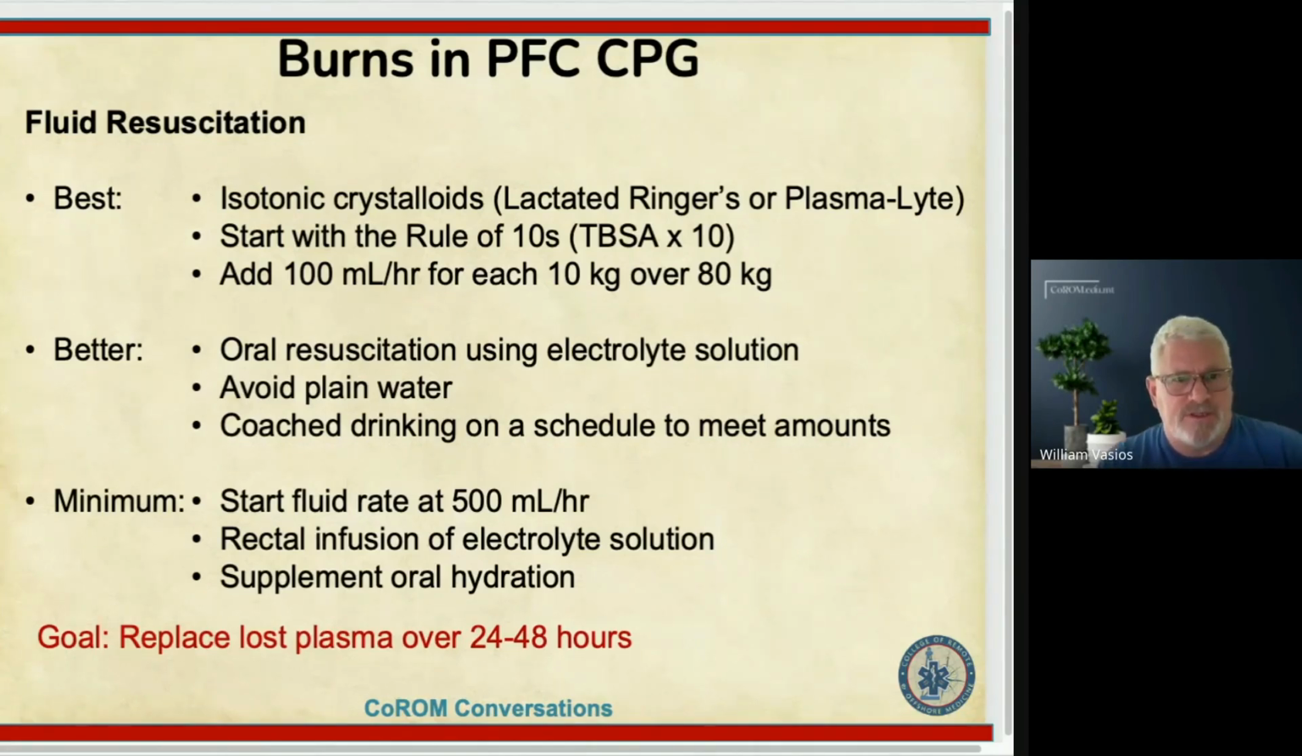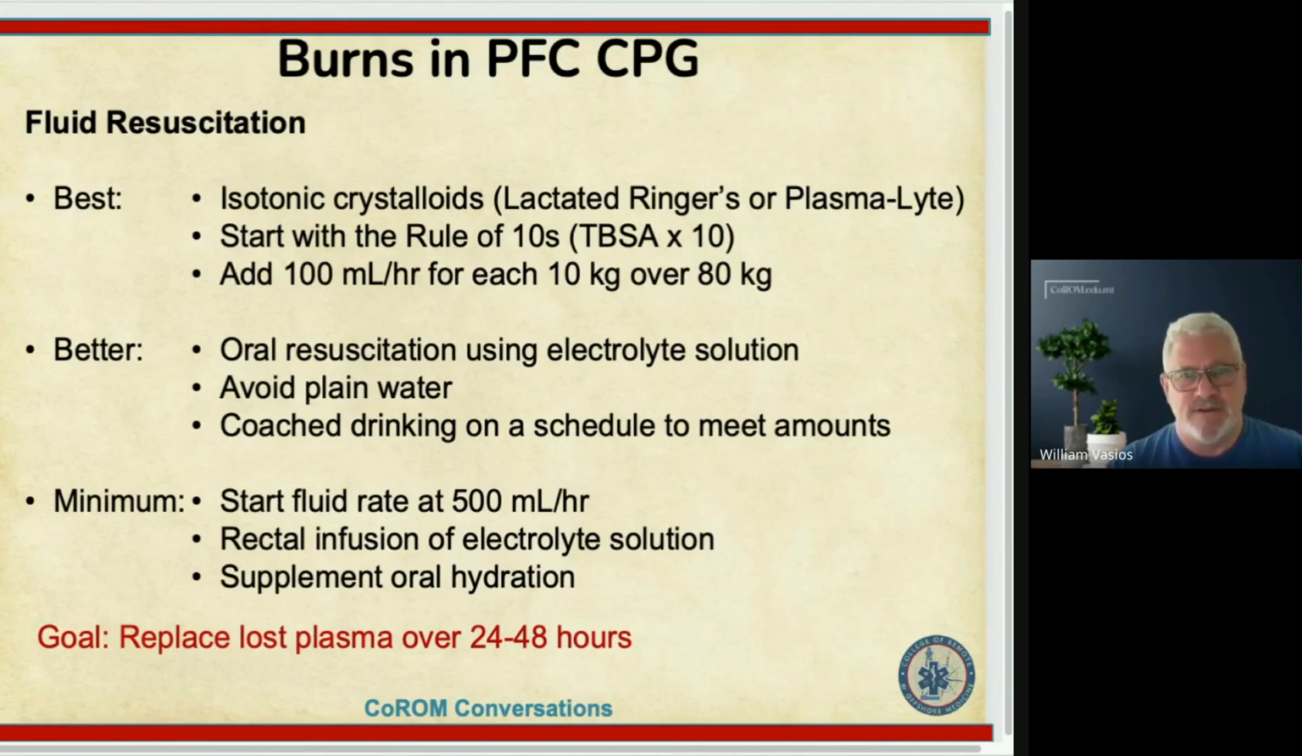When you're administering this, once you start your fluid rate at 500 cc's an hour and you do your total body surface area estimate, then you can use the field one, which is the rule of tens: your total body surface area times 10 is your flow rate for that first hour. And there's a caveat for heavier patients over 80 kilograms: you give an extra 100 cc's or mLs of fluid for each 10 kilograms over the 80. I've seen people get a little esoteric on this. If you have an 85 kilogram patient, do you calculate and add 50 to it or whatever?